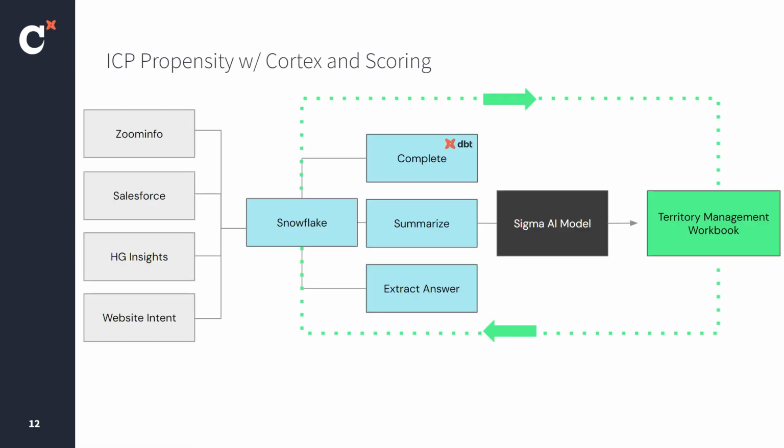Okay, ICP propensity. Super high level, we have a bunch of data coming from a bunch of different places, landing that in Snowflake, and then we're leveraging a few different LLM functions directly from Snowflake Cortex. So we have our complete function, we're summarizing some data, and then we're also using extract answer. All of that information feeds into our Sigma AI model. So we have all of our free-form text summarized, and then we're putting that into a regression model to get some propensity.